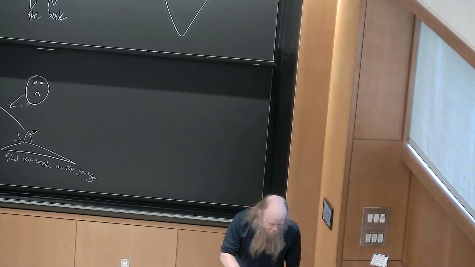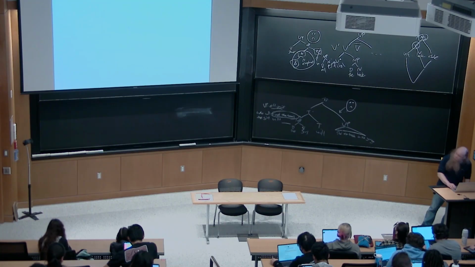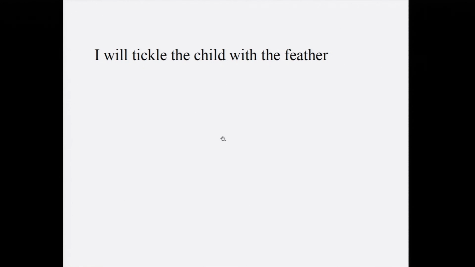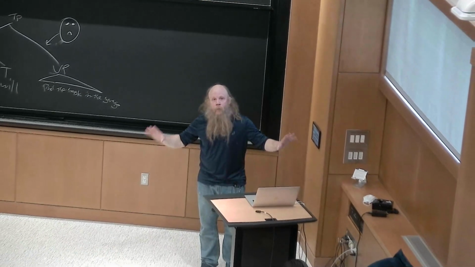All right, so I want to go back to the verb phrase, just as an exercise in making sure that we all know what we're doing. So we're going to do, I will tickle the child with the feather. Ambiguous sentence. Does everybody agree? So what are the things that it can mean?